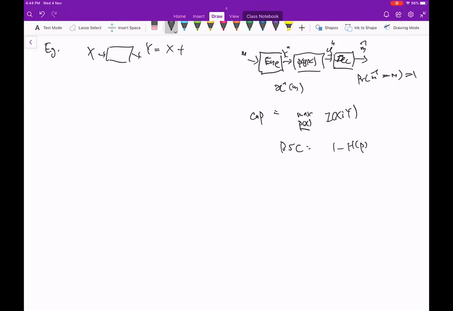Y is equal to X plus Z, where Z is some Gaussian noise. I can put sigma square, maybe just use N there. Anyway, this is the noise power. For the Gaussian channel, let's find the capacity there. The capacity will be maximizing, again, the mutual information I(X;Y) with respect to p(x) here.